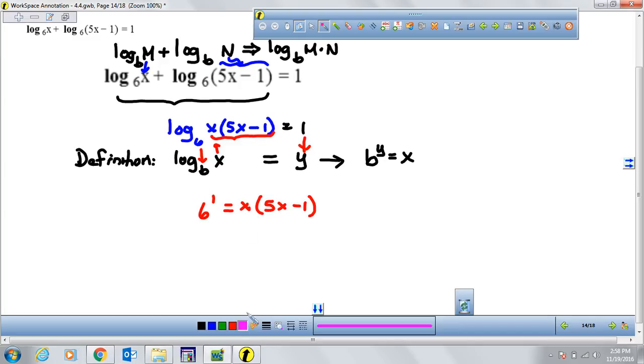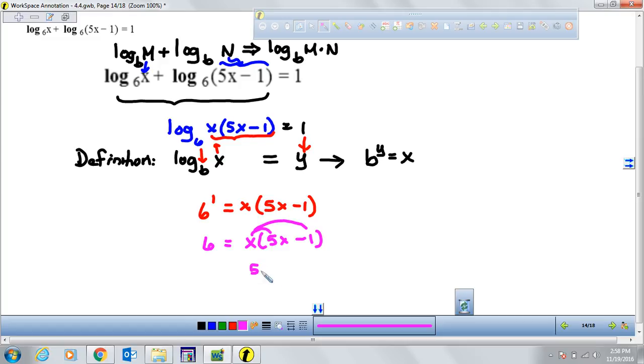Next thing we must do, we need to solve for x. So let's first of all raise the 6 to the first power. 6 to the first power is 6, equals x times 5x minus 1. Then we need to distribute right here, so we need to undo any parentheses. Distribute that, so that gives you 5x squared minus 1x equals 6.